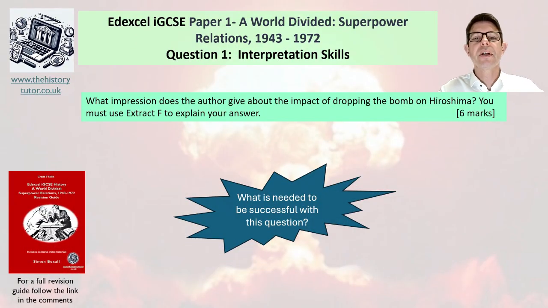So here's the question. It says, what impression does the author give about the impact of dropping the atomic bomb on Hiroshima? You must use the extract to explain your answer. 6 marks. So what I'd like to do is think about this question, think about maybe what your teacher's been teaching you. What skills do you think you need to show to be successful in this answer? I'm going to list some of those skills for you afterwards as a sort of mark scheme. If you've got my revision guide, maybe make a note of some of those skills. If not, just try and remember some of those skills. They are important to interpret the question correctly and develop your marks. So pause now and have a think about the question.